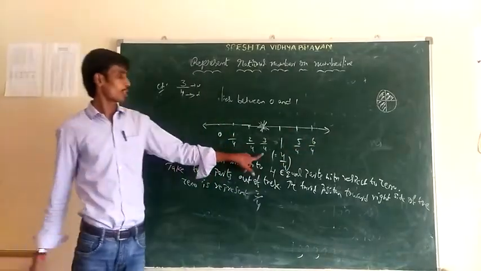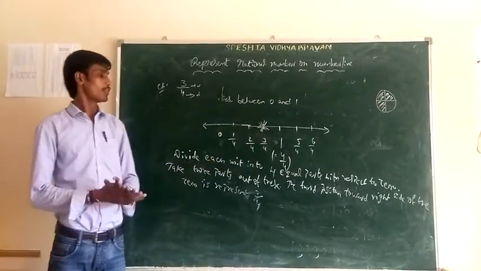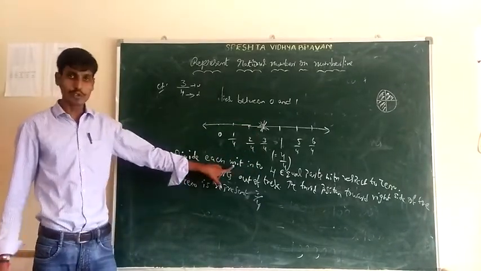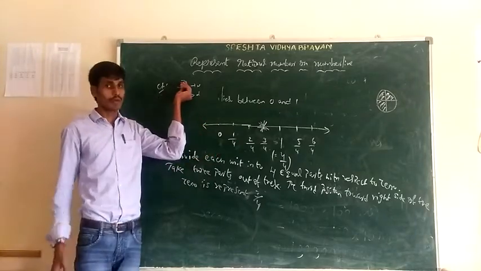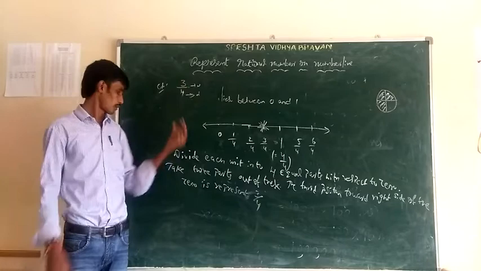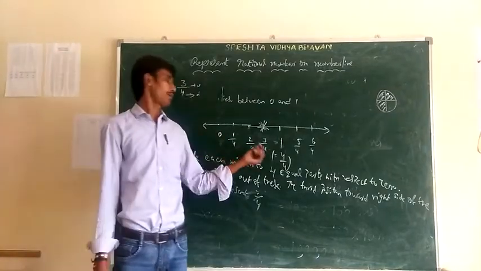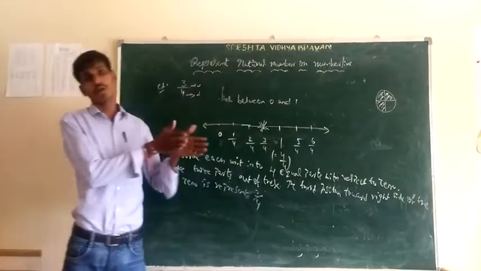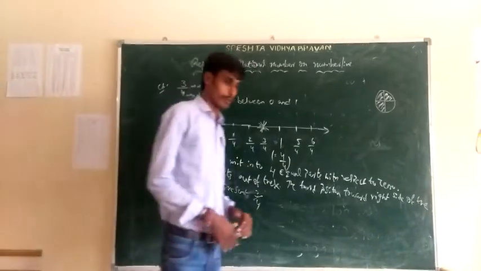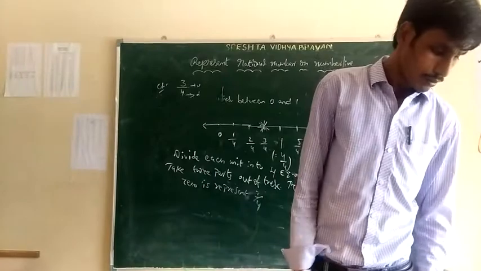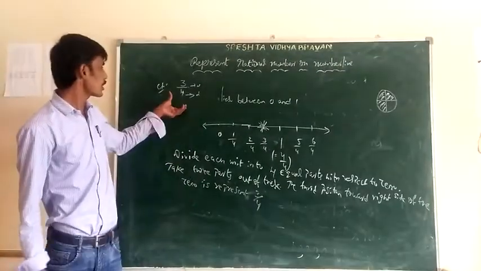After that, locate the point. We are located 3/4. Okay. So that means divide each unit into 4 equal parts. In that, take 3 parts, because denominator indicates how many parts we want. Okay. So position of the point, it is the third position towards right side of the 0. Okay. So this is about 3 by 4.